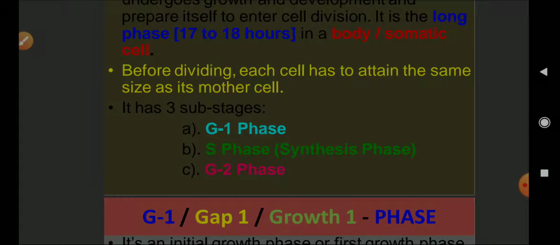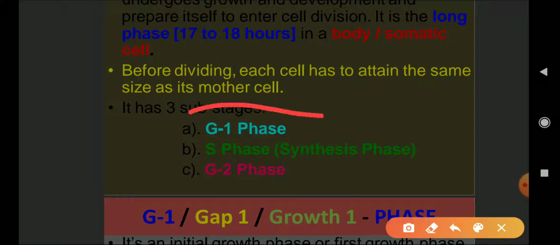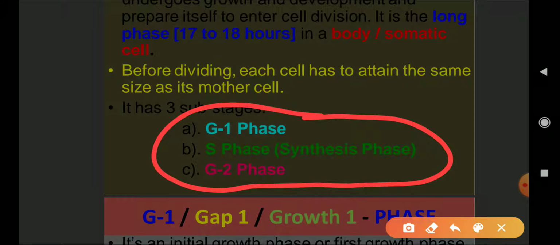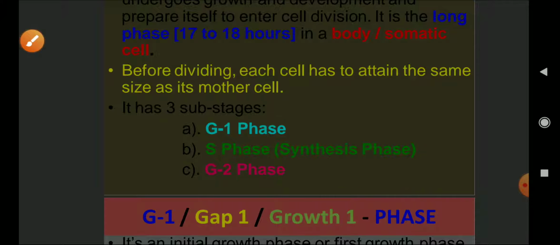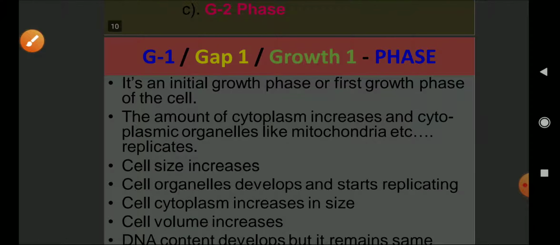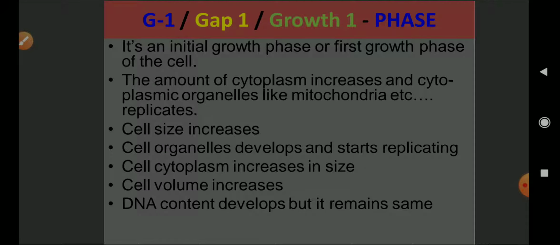And here there are three sub stages. Which are the three sub stages? These are the three sub stages: G1 phase, S phase, and G2 phase. So these are the three phases of interphase. Let us see one by one. First of all, the G1 phase. G1 phase is also known as gap 1 phase or growth 1 phase.